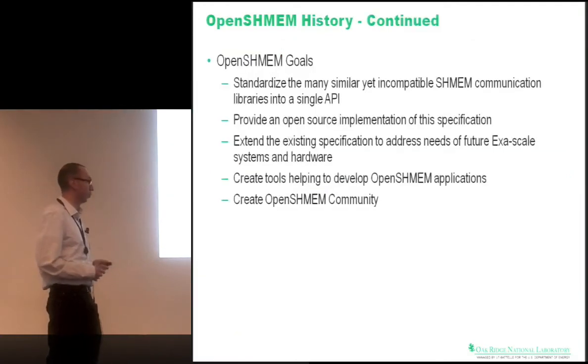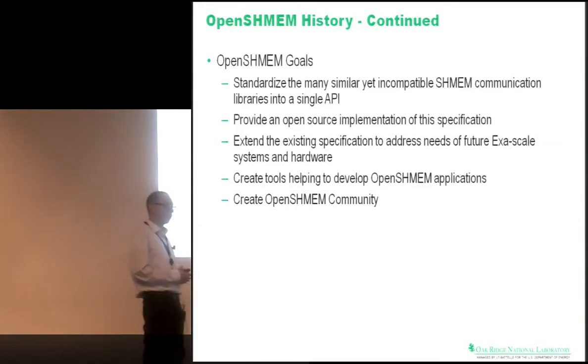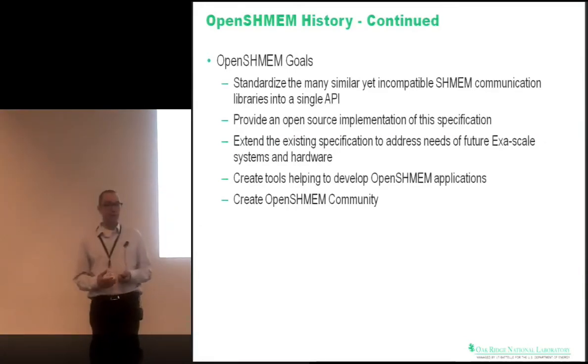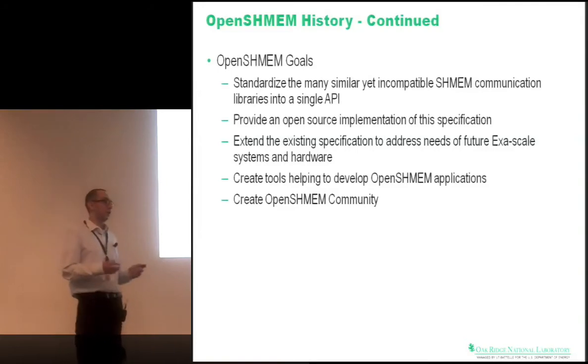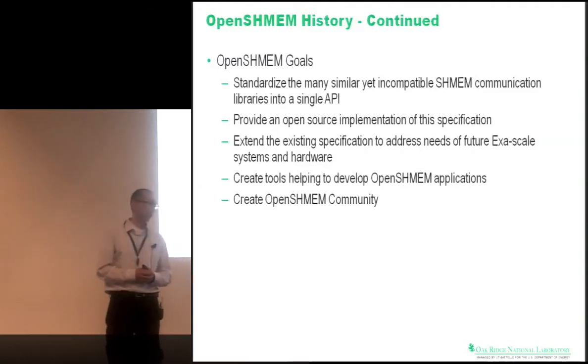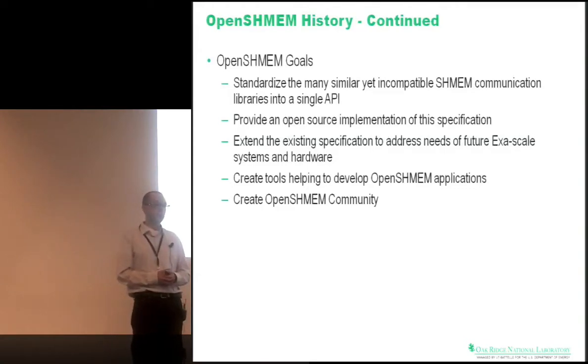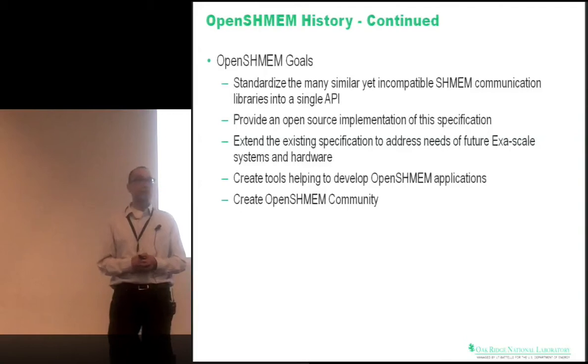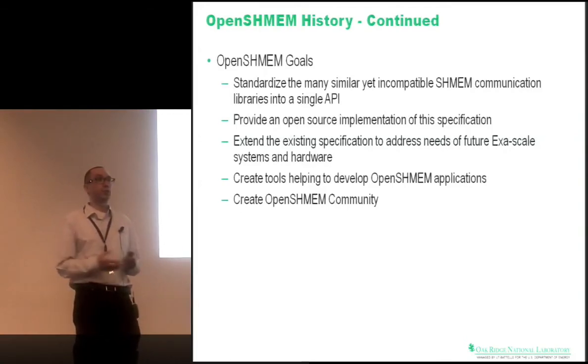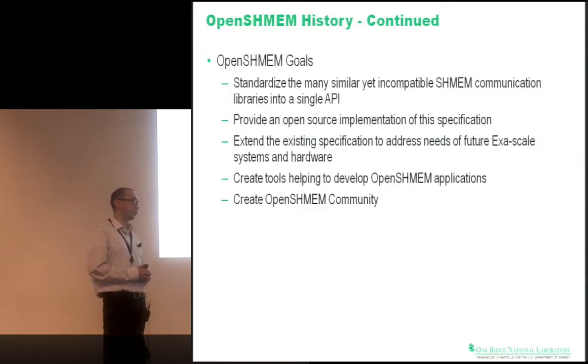So, OpenSHMEM goals. The obvious goal is to standardize the library, to move away from different incompatible libraries. We define one common interface, and all vendors agree to support it, and the community agrees to support it. Provide an open source implementation of the specification, and this is obviously important for future extension of the specification. We need some open source platforms where the community may go and experiment with different concepts and ideas.